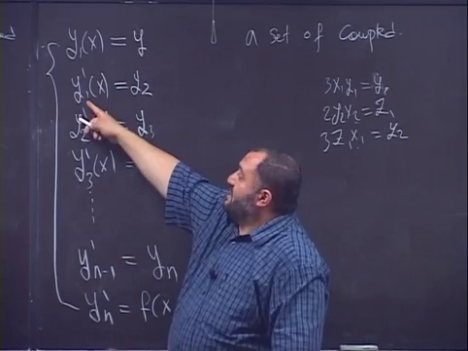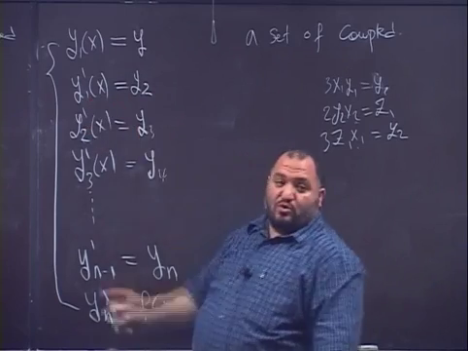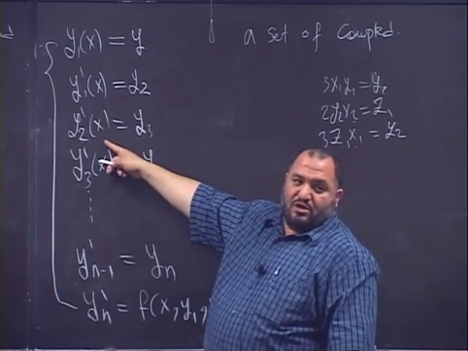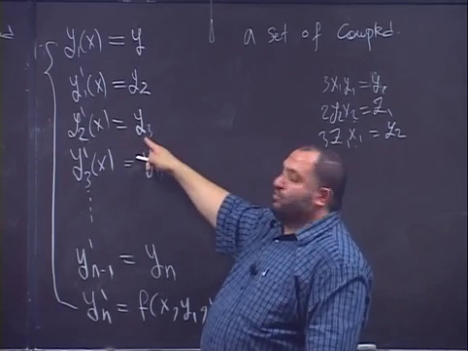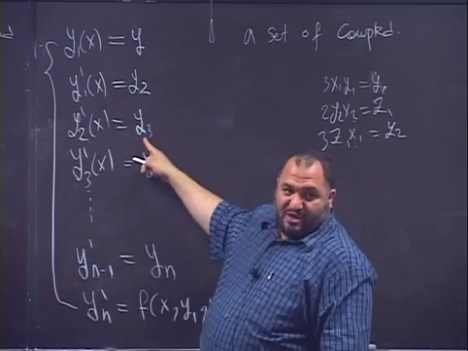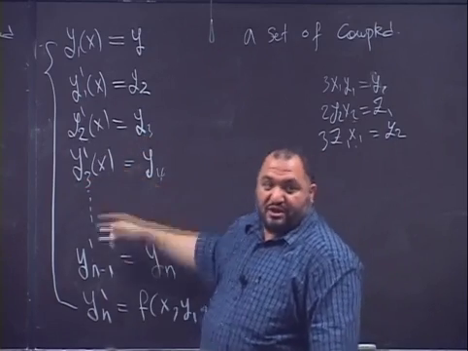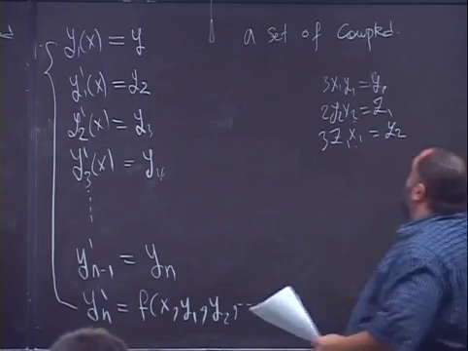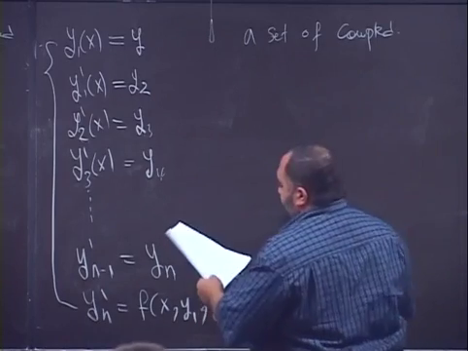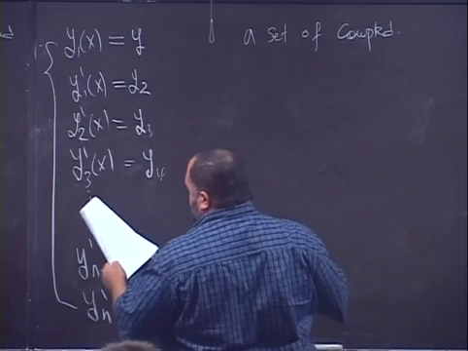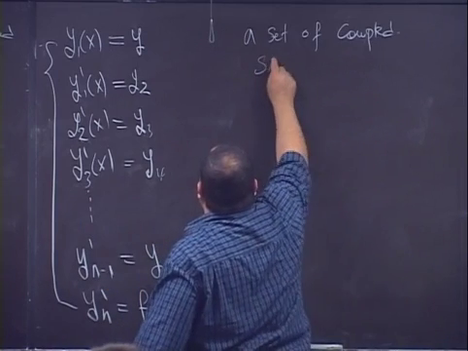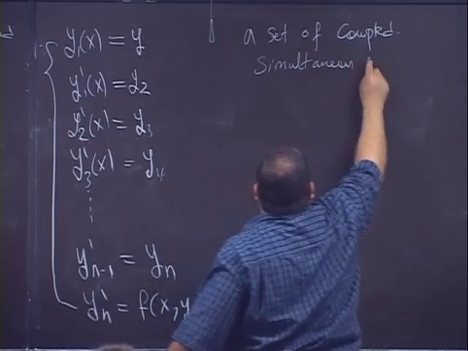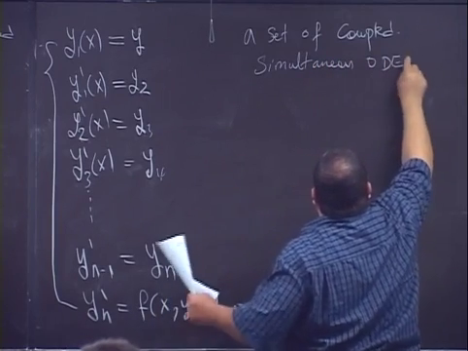Why? Because this is dy1 by dx equal to y2. What's the value of y2? You have to solve this equation to get y2. But in order to solve this equation to get y2, you have to know what? y3. So you have to solve this equation to get y3, and so on. So you have to solve those equations simultaneously. So this is called a set of coupled simultaneous ODEs.